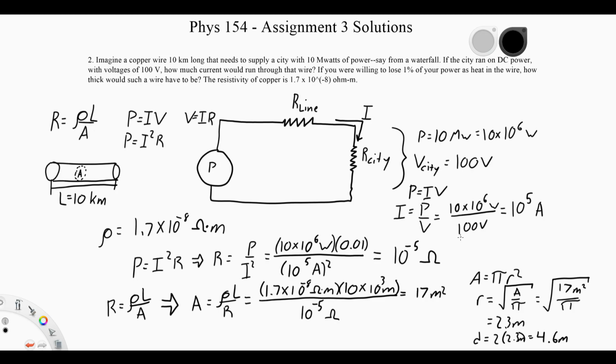And you might notice that you don't see wires like this hanging around the city all over the place. It's actually why voltage is transformed to make high voltages and low currents instead of really high currents, such as 10 to the 5 amps. Okay, so that's problem 2.